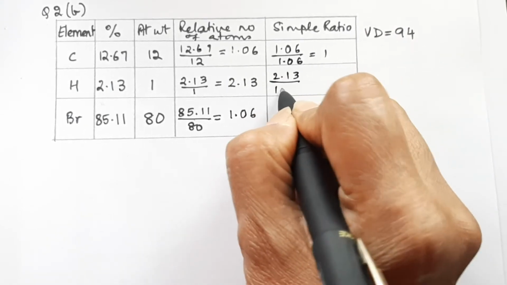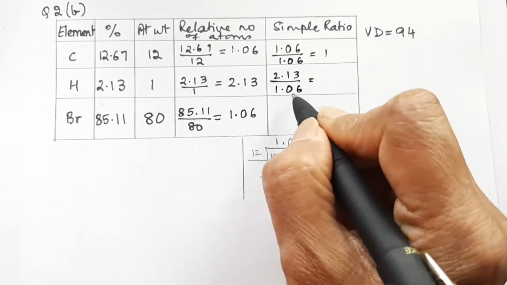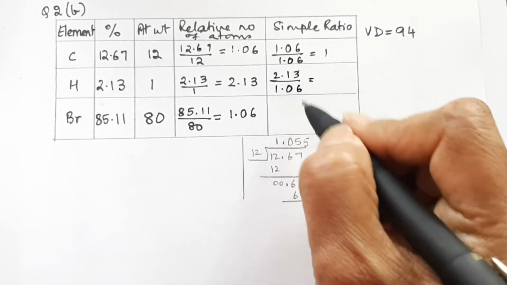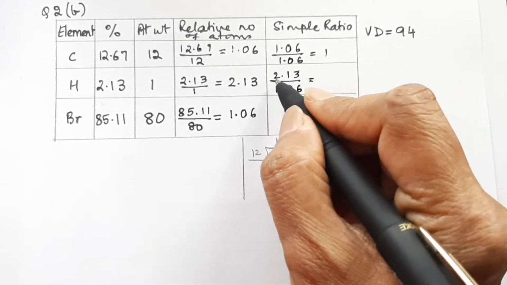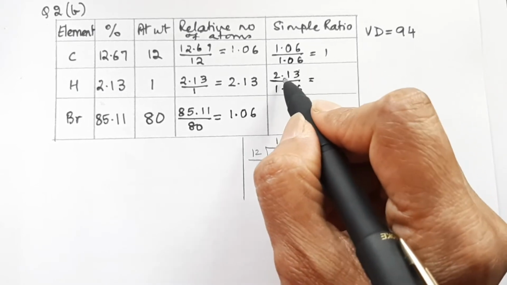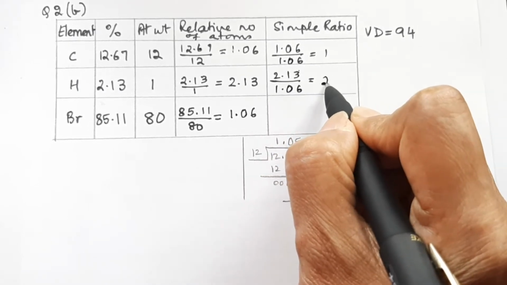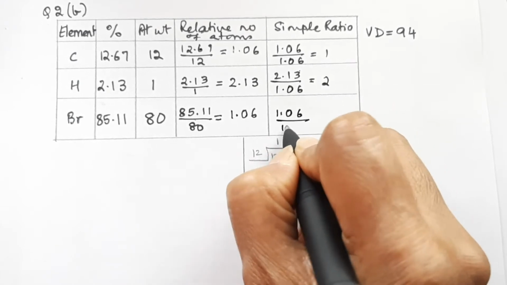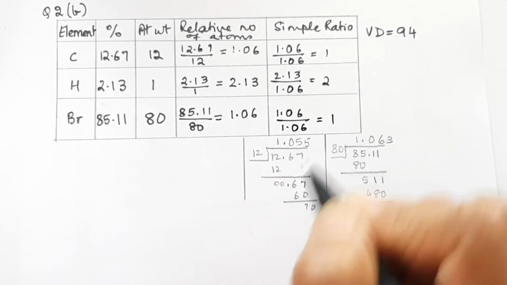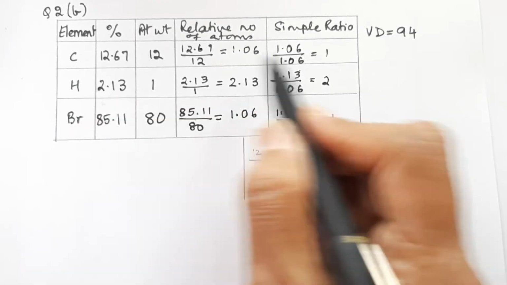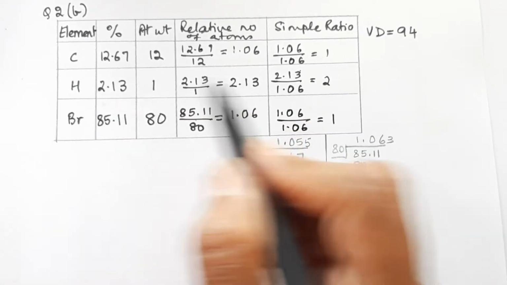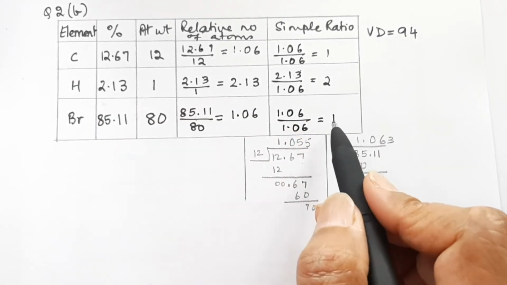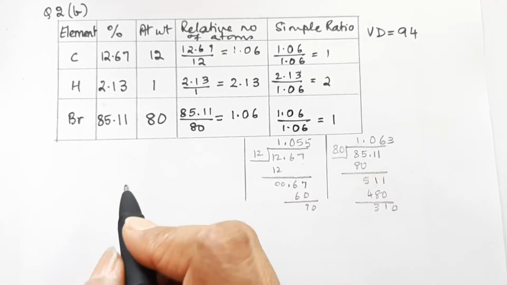2.13 divided by 1.06, which will be, now can you see 6 2's 12. So 0 6 2 is 0.12. So this is going nearly twice. Yeah. Now this is 1.06 upon 1.06, that will be 1. So you saw carbon is 1 atom, hydrogen is 2 atoms and Br is 1 atom in the empirical formula.